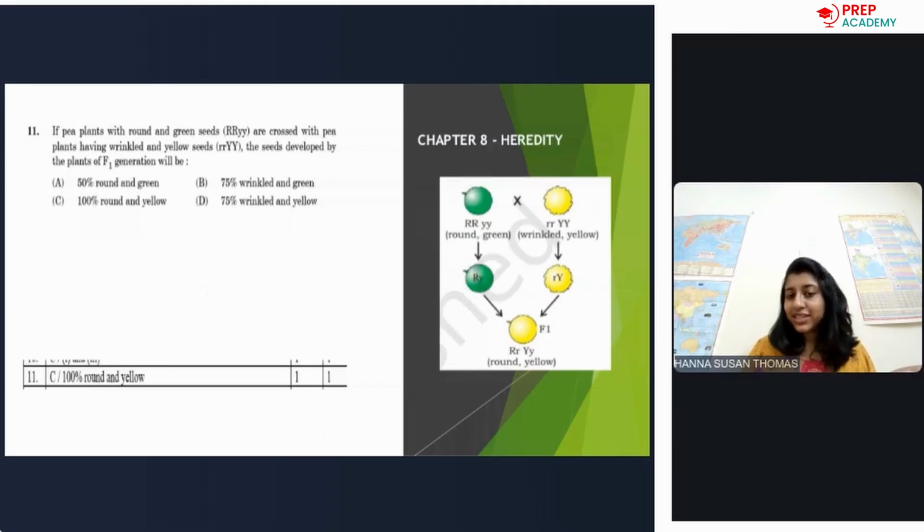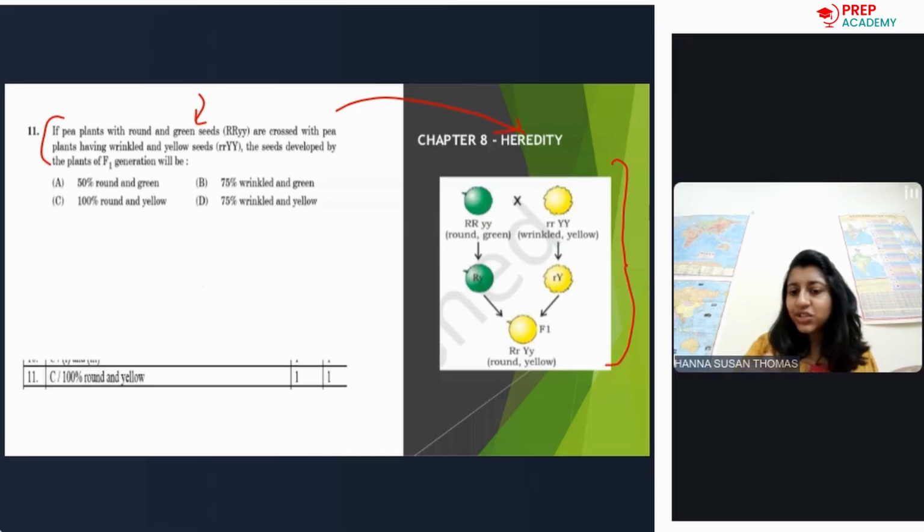Then comes the next question. This question is an interesting one. It has been taken from the chapter Heredity, and nowhere in this chapter can you see this statement as such, directly or indirectly. You cannot see any paragraph mentioning this particular statement. But there is a catch.